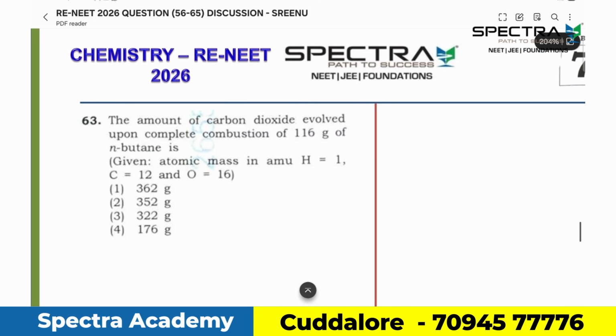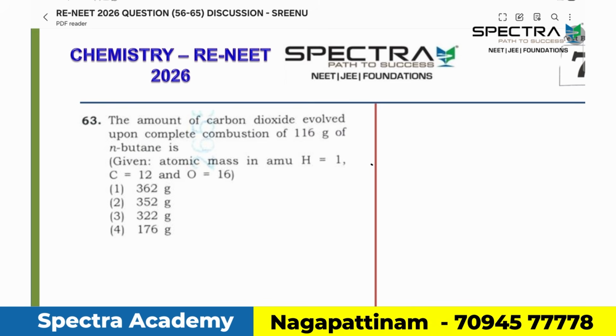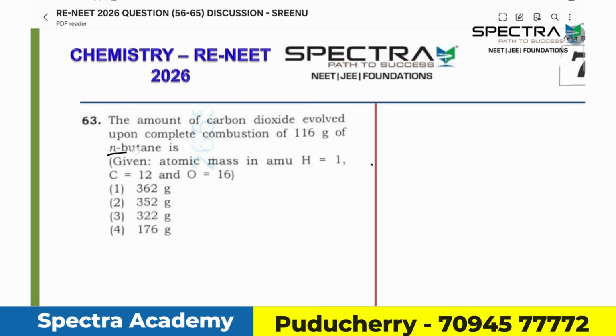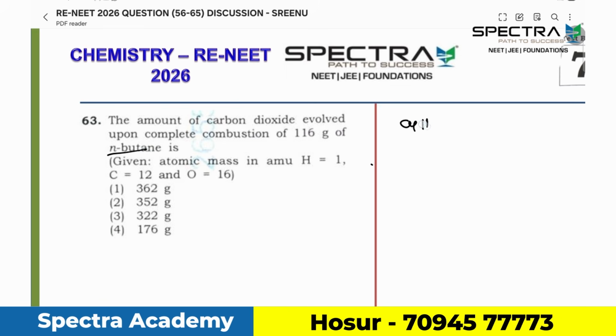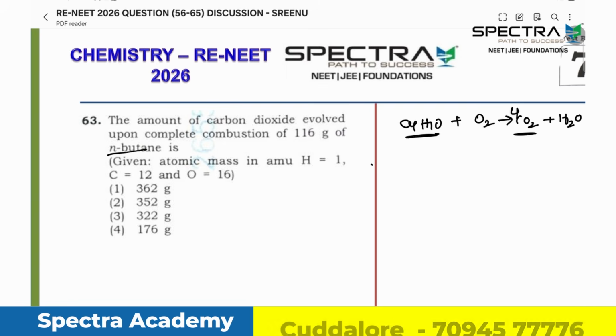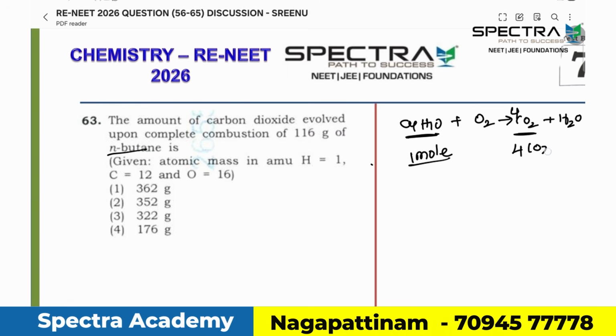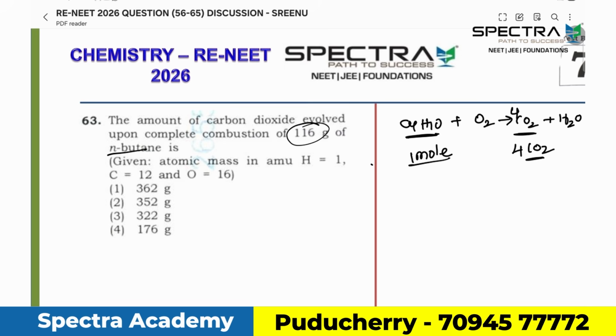We are going to the next one, that is question number 63. Check it out, it is very easy. The combustion of butane gas, n-butane, they have given. First we can balance this equation, C4H10. Combustion means reacting with oxygen that forms carbon dioxide and water. They are asking only about carbon dioxide. Here 4 carbons are there, so 4 CO2 will be formed. For 1 mole of butane we get 4 moles of CO2.